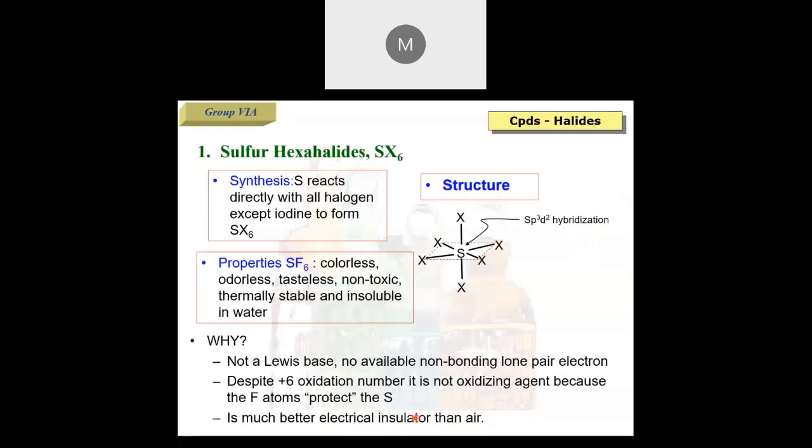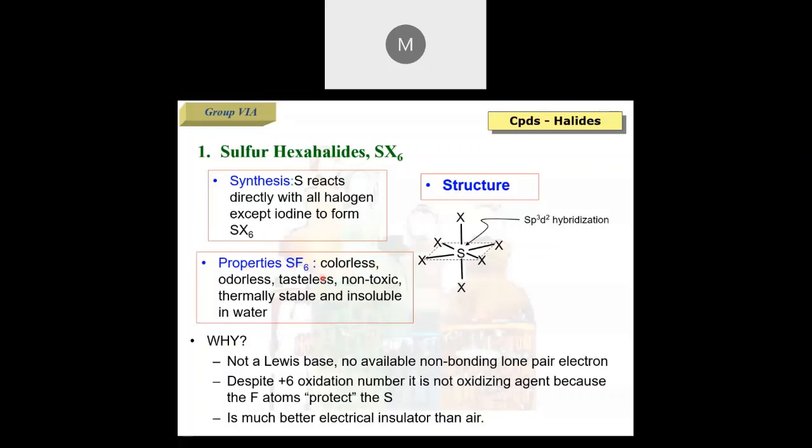All right. So next we have the sulfur hexahalides. The synthesis: sulfur reacts directly with all halogens except iodine to form the sulfur hexahalide. So this is the hybridization. You have the sp3d2 hybridization. You also learn other types of hybridization, which is the d2sp3. When you go into the coordination chemistry subject, you see this a lot in the valence bond theory for coordination compounds.